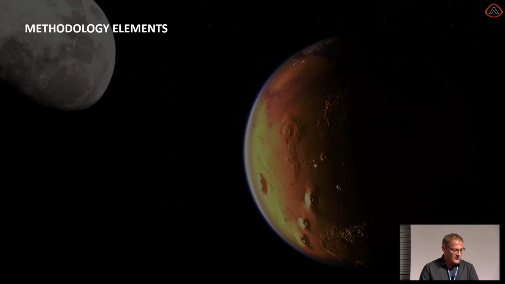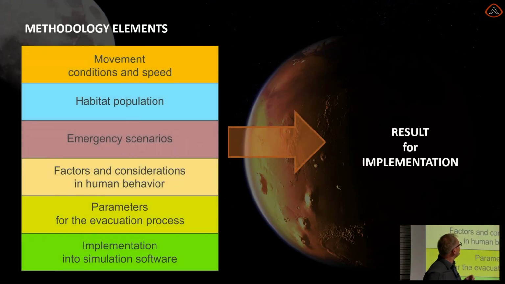Okay, so methodology elements. To establish the design results, one should analyze people's movements and conditions and speed transitions. Define habitat population with demographical typology. Choose the most significant emergency scenarios. Adapt and document factors and considerations in human behavior and in habitat characteristics. Establish parameters for the evacuation process, like delay time, and interpret and finally implement into simulation software.